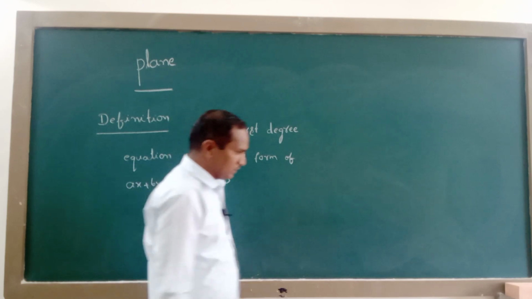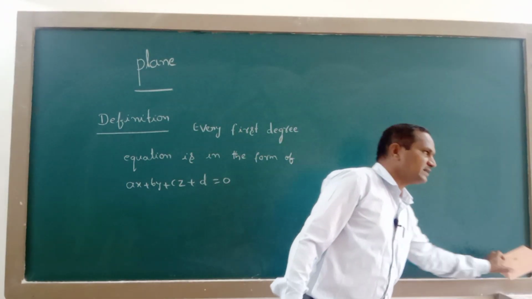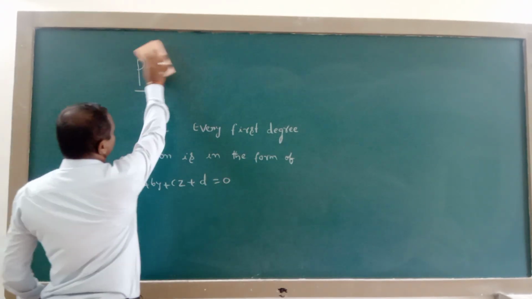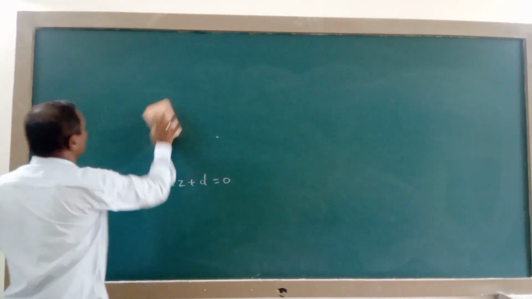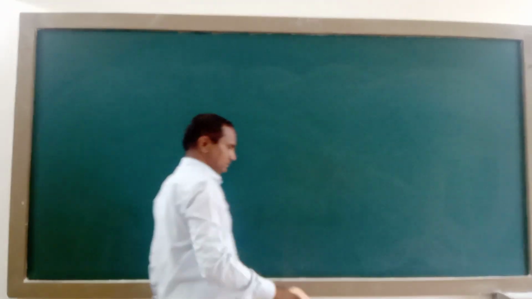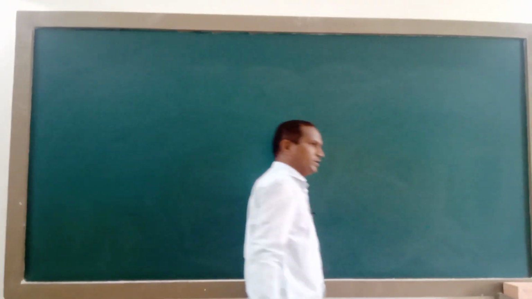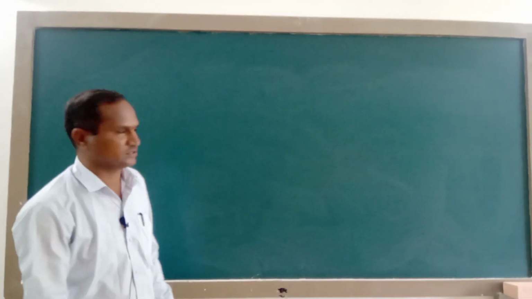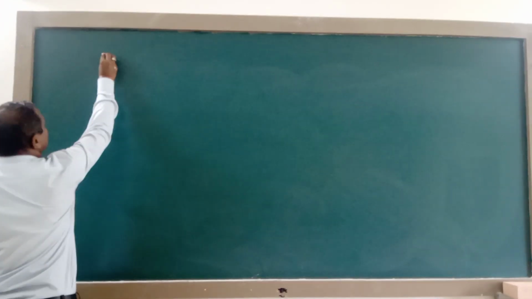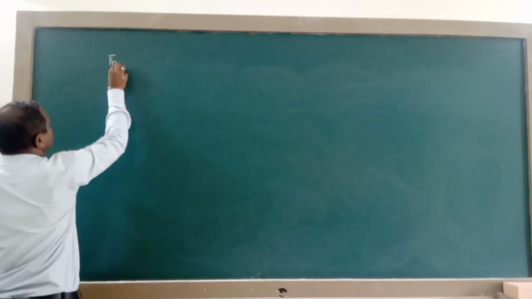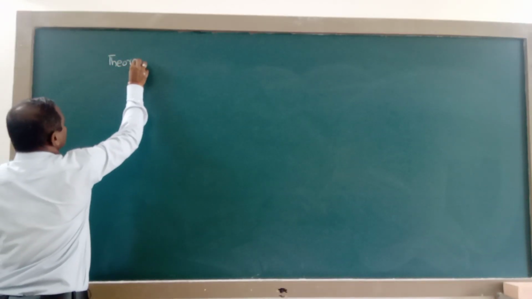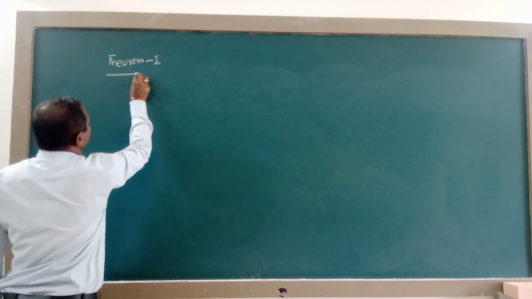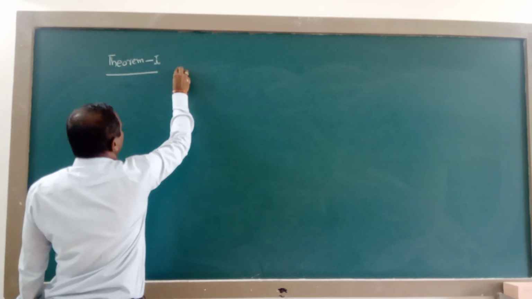Here also, in case of planes, we will see some different types of theorems. The first theorem is the normal form of the equation of a plane. For this also we will give the solution in both vector and Cartesian forms. Theorem 1 in case of planes: normal form of the equation of a plane.